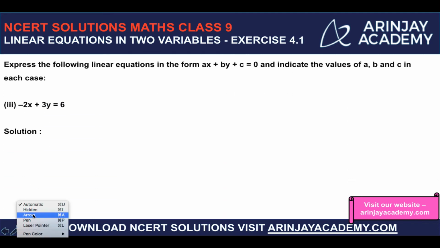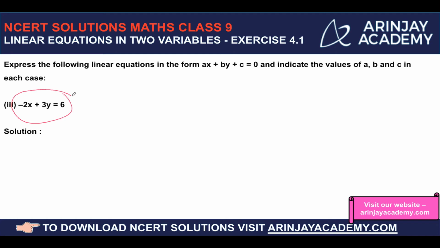So in the next question, again, what do I have? I have the equation minus 2x plus 3y is equal to 6. If I compare this with the standard form, ax plus by plus c is equal to 0, here the value of c is on this side, so I'll just bring it here. So I can write this as minus 6 is equal to 0.